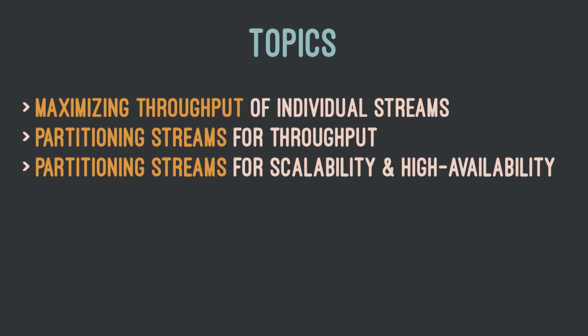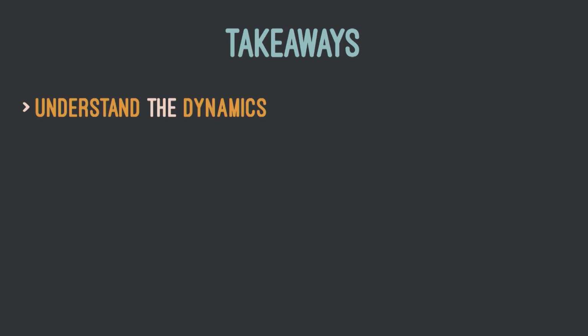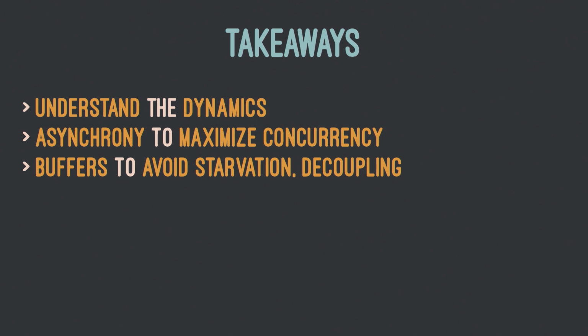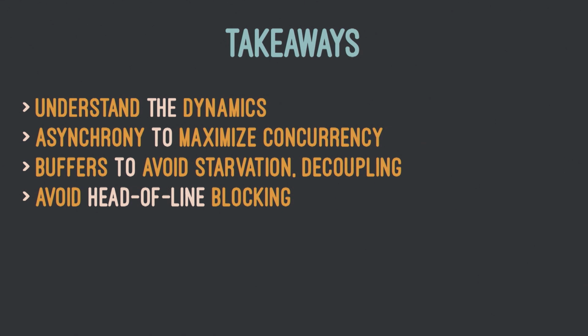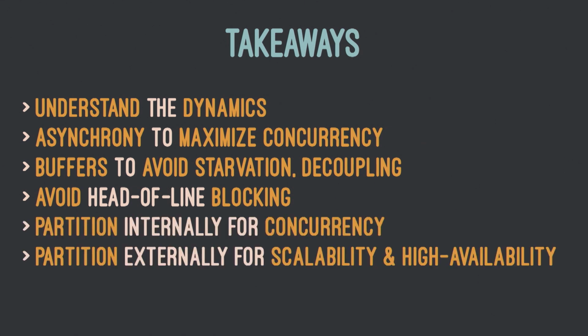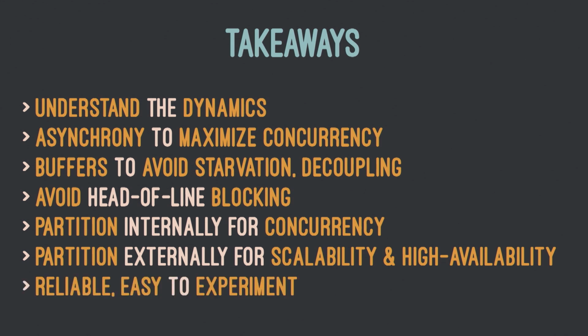The main takeaways: you need to understand the dynamics of your streams and your workloads, as well as the external systems that you're interfacing with. Introduce asynchrony to maximize concurrency, buffers to avoid starvation and to provide decoupling among stages. Watch out for head-of-line blocking. Partition the stream internally for concurrency, and partition streams externally for scalability and high availability. And again, I can't emphasize enough how easy it is and how reliable it is to experiment with these techniques, run your benchmarks, adapt, and improve performance.